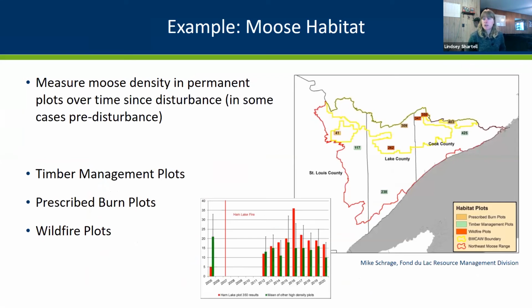Another example is the moose habitat component of the survey. This project is led by Fond du Lac biologist Mike Schrag, and it measures moose density in permanent plots where disturbance has occurred and tracks the use of these areas by moose over time since disturbance. In some cases, we also have pre-disturbance data available. And this project incorporates timber management plots, prescribed burn plots, and wildfire plots to learn more about how moose use these areas following disturbance.